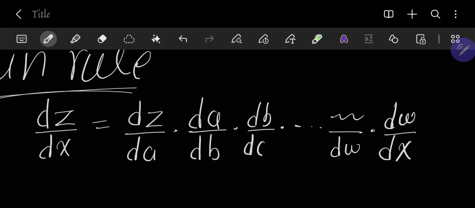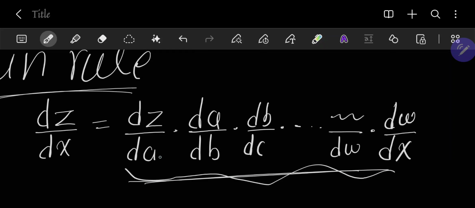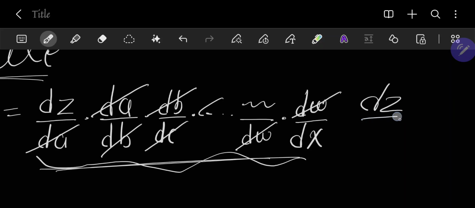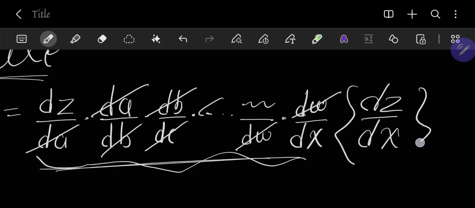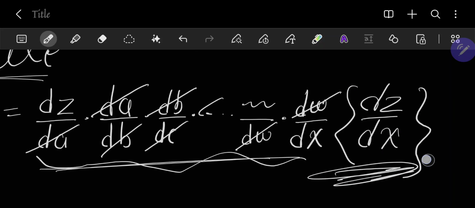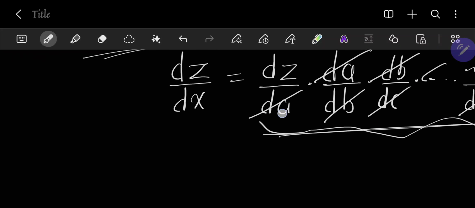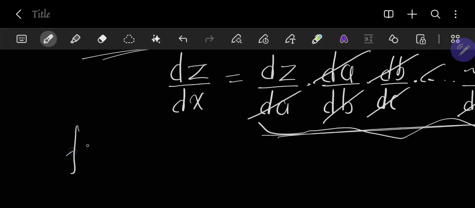So notice that all of these derivatives function something like a fraction, right? So you could picture cancelling each one of these, and you will obtain dz/dx quite easily by doing this. So it's pretty trivial to think of it this way, but the formal derivation for this can be done using the definition of a derivative.